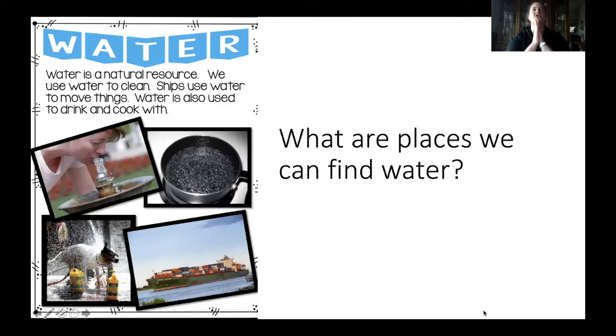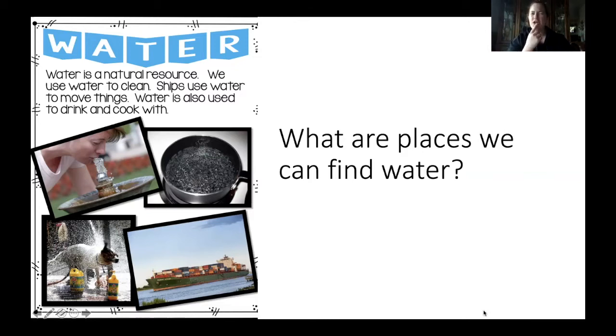I want you to think, what are some places we can see water around us? Yeah, I heard some of you saying your bodies of water. Yeah, we've seen lakes, rivers, oceans, ponds. Yeah, a whole bunch of them. Water is a natural resource. We don't make it. It just comes naturally in the world. And we use it for a lot of different things.